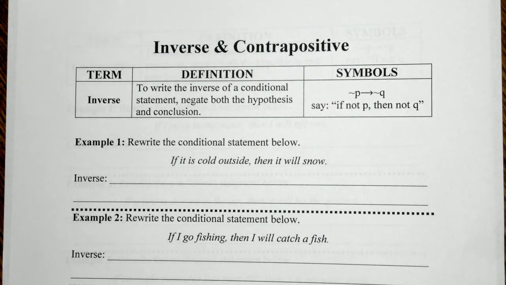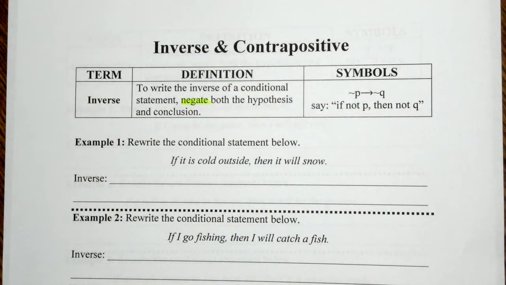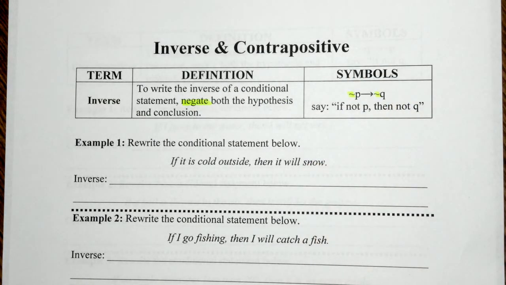In order to write the inverse here, what we're going to do is take our conditional statement, our if-then original statement. We're not going to switch anything, just leave it alone, and we're going to negate both the hypothesis and the conclusion. Negate means it's like taking a positive and making it negative, or a negative and making it positive.